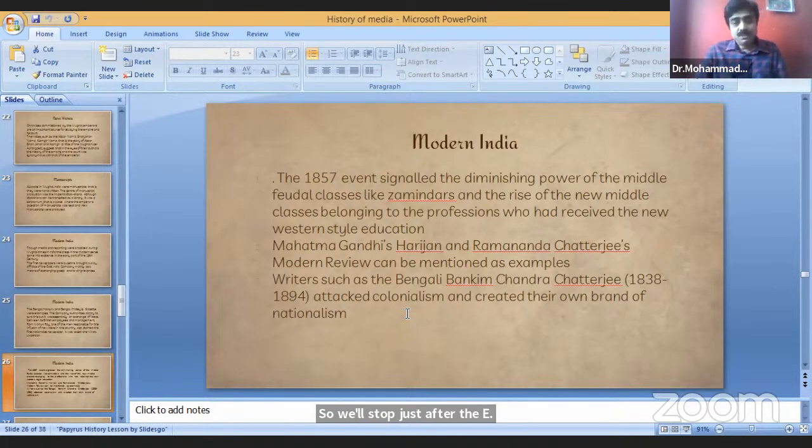So that was after the event of 1857, the first mutiny. The power of the feudal classes like zamindars diminished, and the new middle classes belonging to the professions who had received the new Western style of education rose, like Mahatma Gandhi, Ramananda Chatterjee, and Bankim Chandra Chatterjee, who attacked colonialism and created their own brand of nationalism.